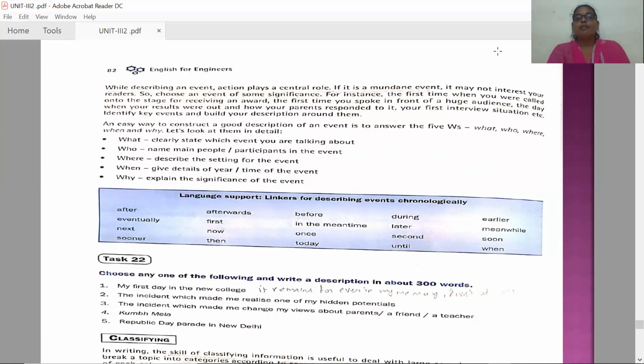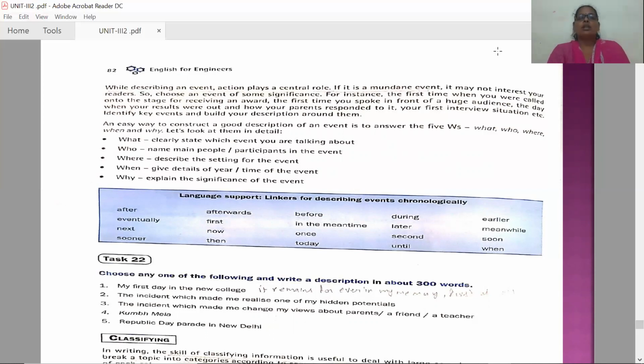So you can answer, if you know these 5 W's, you can describe any event very easily. What are those 5 W's? What, who, where, when, and why. If you know these, then you can easily do any description of an event.